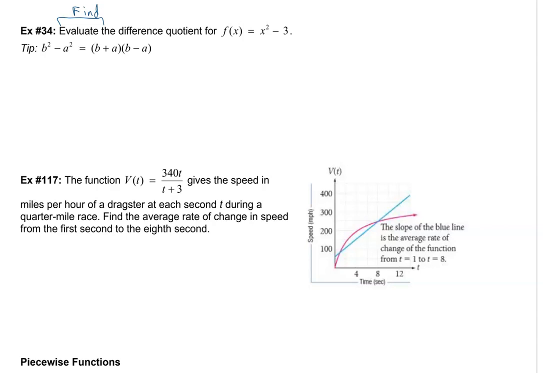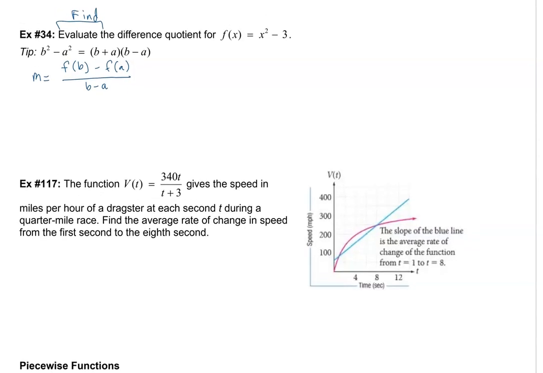the difference quotient for this function, where what we're doing is basically our slope formula using function notation. So that was our f of b minus f of a over b minus a. And I give you this little tip here about b squared minus a squared equaling b plus a times b minus a, a little factoring trick, because we'll see as we work on this problem, we're going to need that tip.